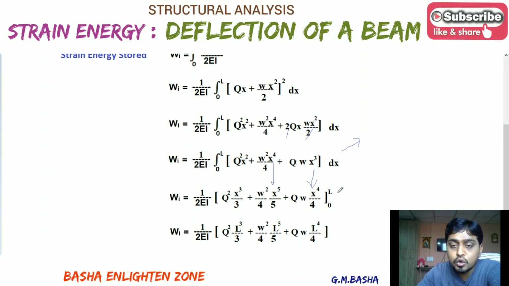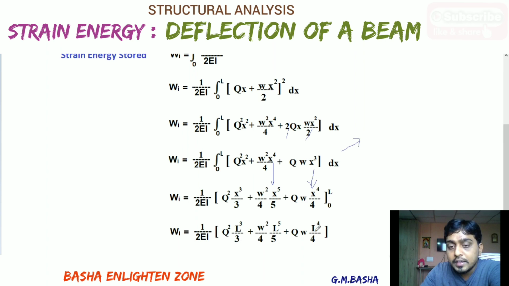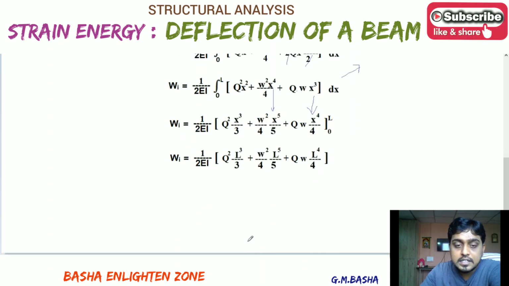Then substitute in place of x the L value minus the lower value 0, so you will get only the L value here. Q²/3 into L³ plus W²/4 into, in place of x, the upper limit value, which is L⁵. Again QW into L⁴/4. In place of x I am taking the L value here. Then simplify this one.